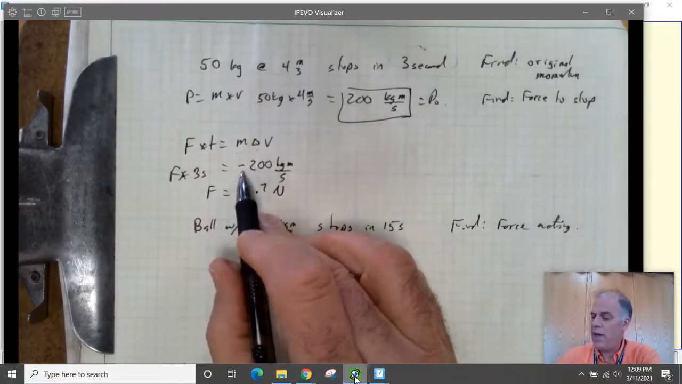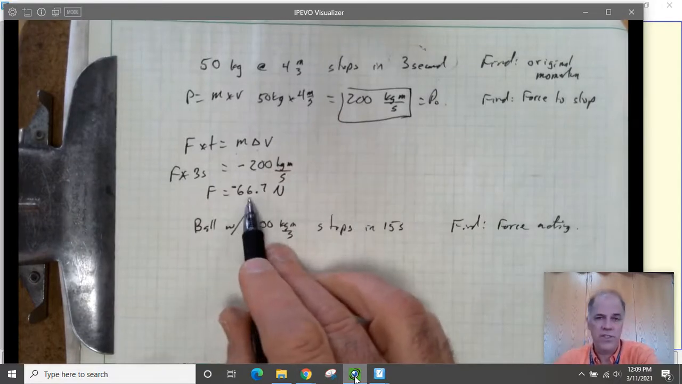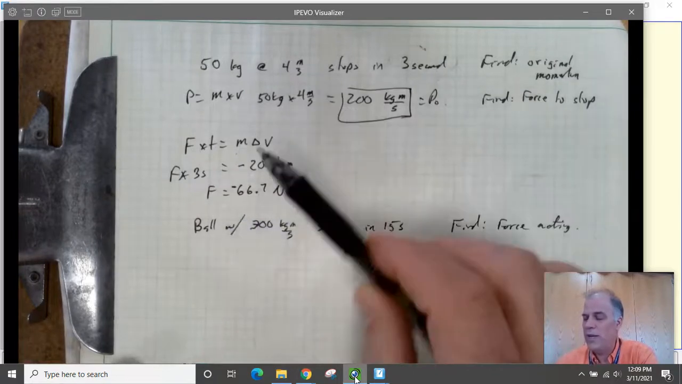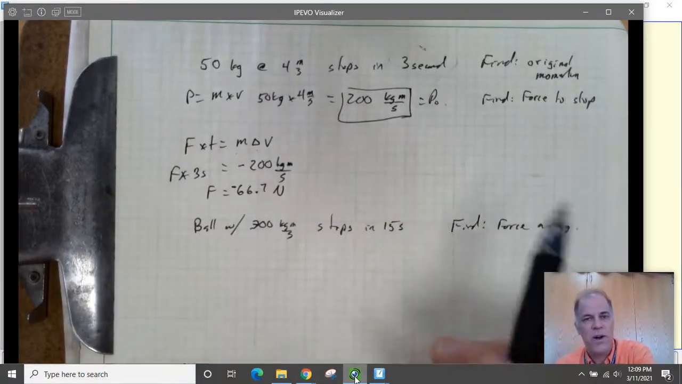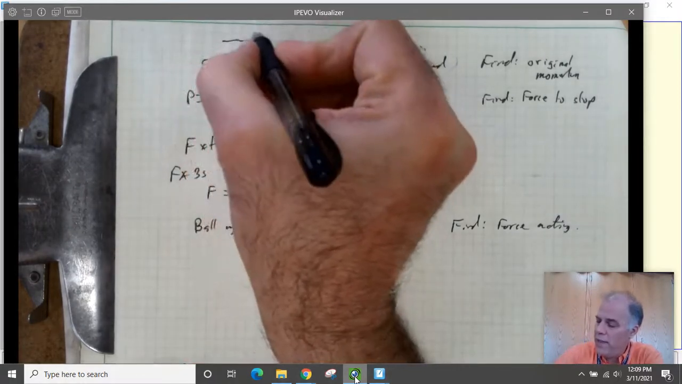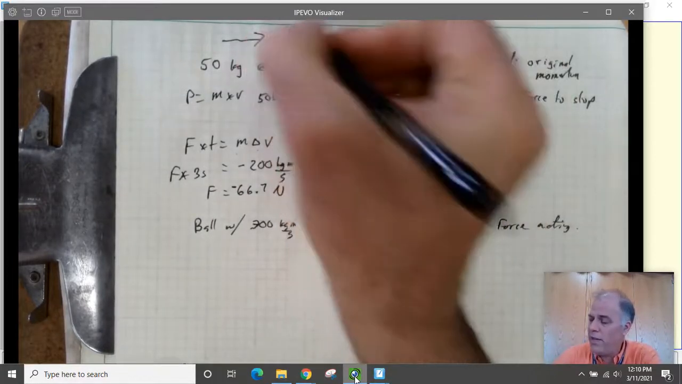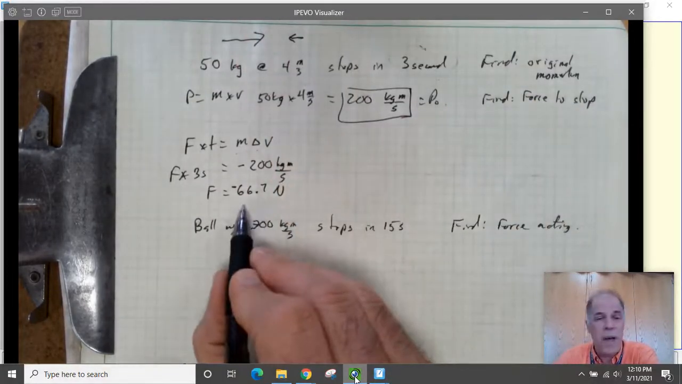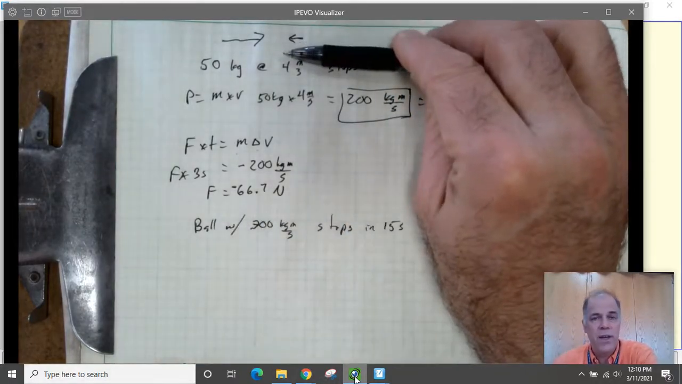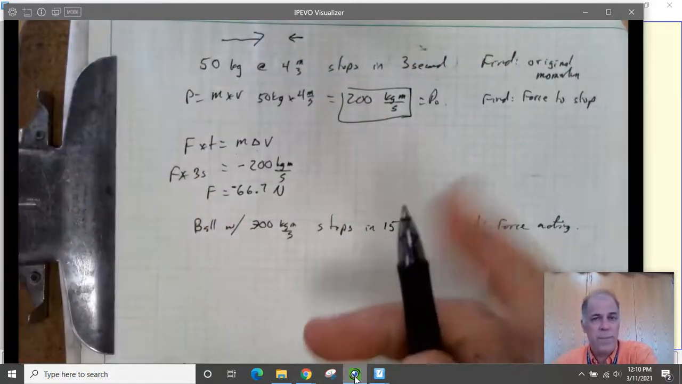But there's this minus sign here, right? Because we stopped the thing. So that really means that the force is a negative 66.7 newtons. Now, what does that mean? Well, that means that the force was being applied in the direction opposite of where the crate was sliding. So if the crate was sliding this way to start, and then it stopped, there had to be a force acting on it in this direction. That's what this minus sign means. It just means that the force was acting against the motion of the crate, and that's what made it stop. You've got to push against it to make it stop.